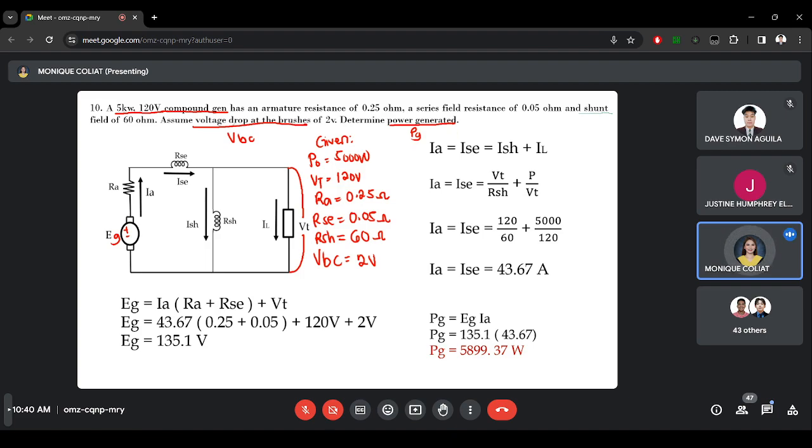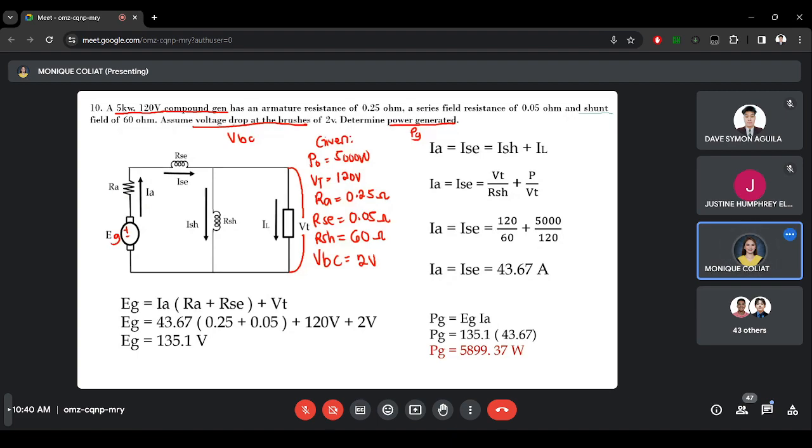Okay. And where are the brushes located? Brushes are located near the armature. Okay, si brushes po ay nasa katabi ng armature.